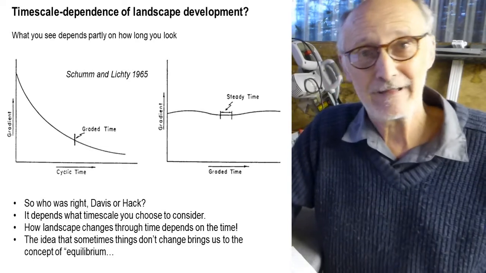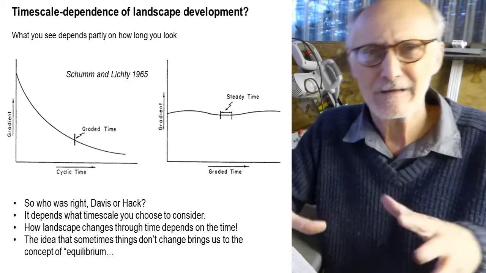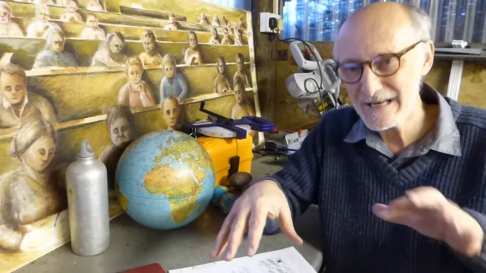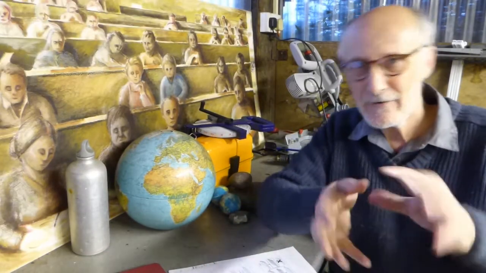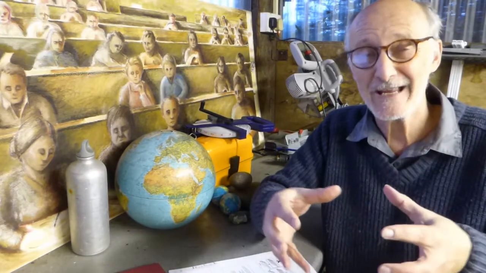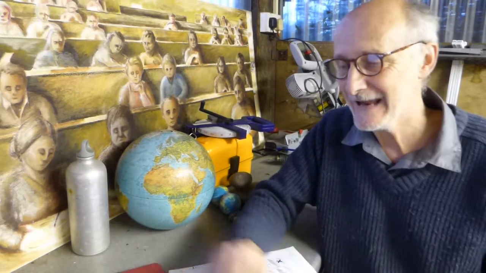Can things, like Hack was saying, be in balance so that some aspect of the landscape doesn't actually change because other things are working around and keeping each other in check to maintain that balance or equilibrium? That's a really important question, and that's what we're going to come on and talk about next.